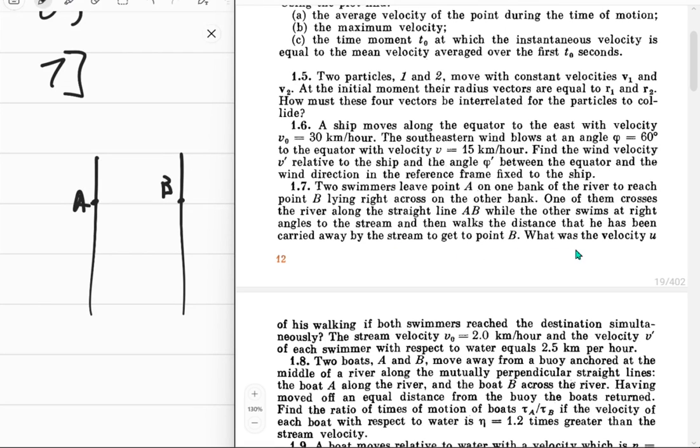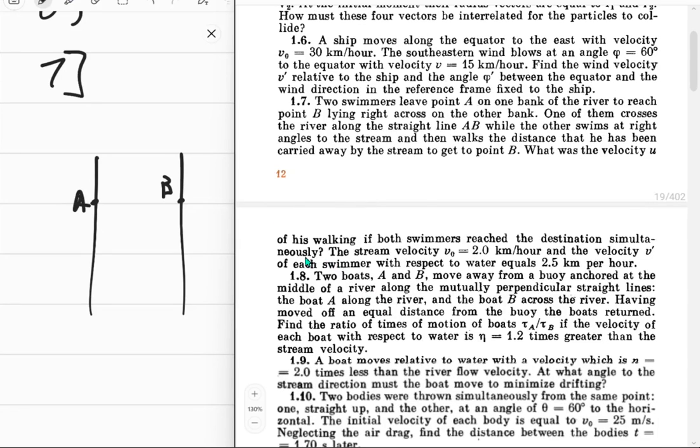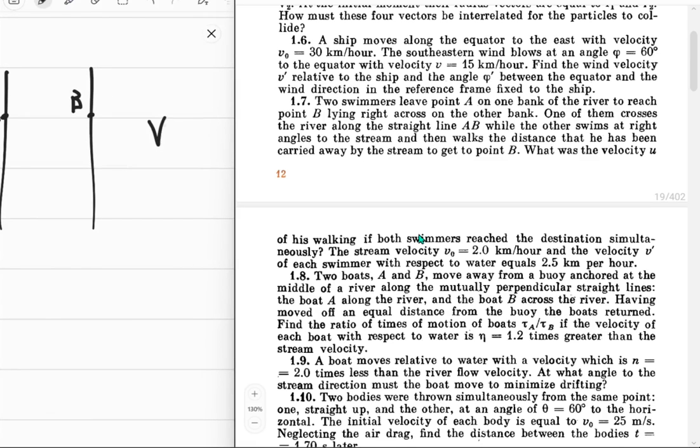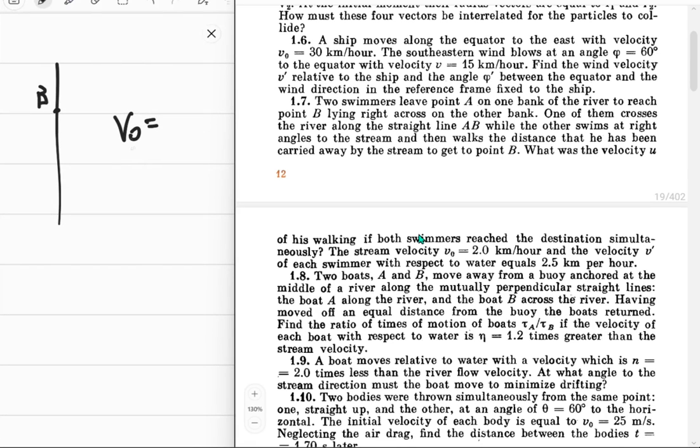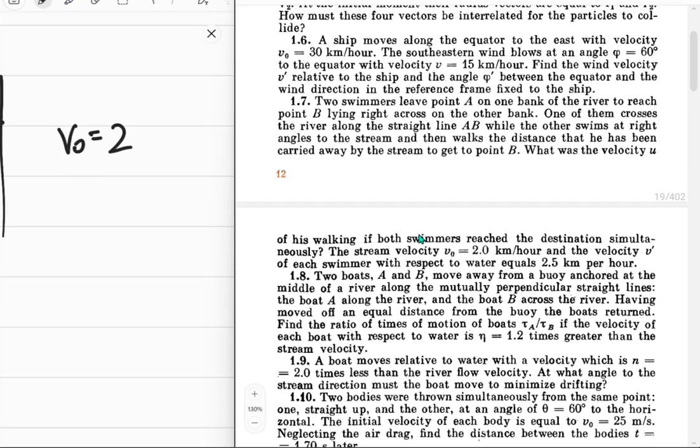Wait, what was velocity? Where did you even mention velocity? So it's here. Of his walking, if both the swimmers reach the destination simultaneously, the stream velocity is given. So that's nice. So v naught. They use the same kind of notation as me. So it's just 2 kilometer per hour.